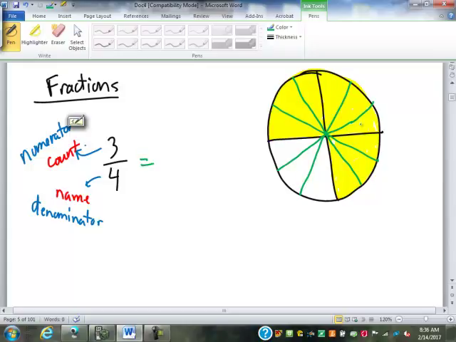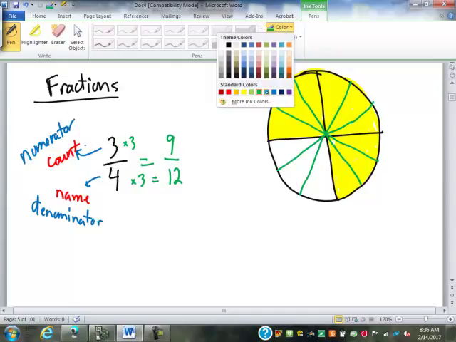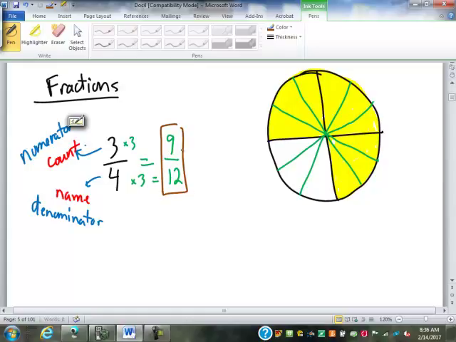Now, how many slices does it take to make a whole thing? 12. We had 4. Each of them got cut into 3 pieces. That makes 12. How many pieces do we have? 9. We had 3. Each of them got cut into 3 equal pieces. So 3 times 3 is 9. So now what we have there is 9/12. Do we have any more or less than we did before? No, it's the exact same amount. 3/4 and 9/12 are the exact same amount. They just look different.